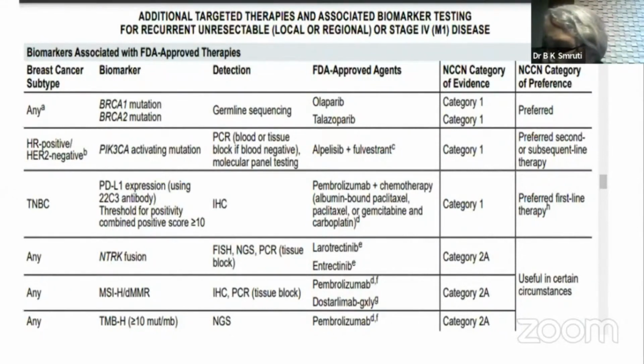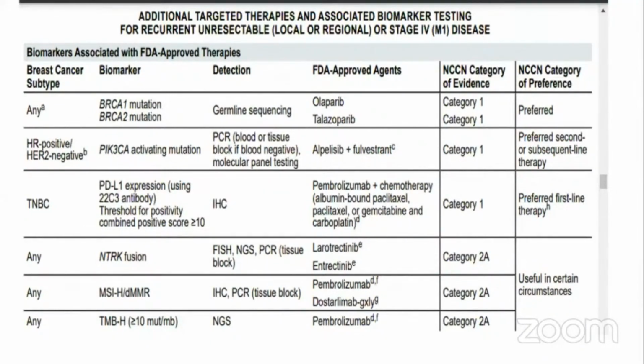Now, Dr. Kakoli, is she there? Yes, ma'am, I'm here. So what other testings do you do, not in early breast cancer, but in the metastatic setting, as far as the biomarkers are concerned?